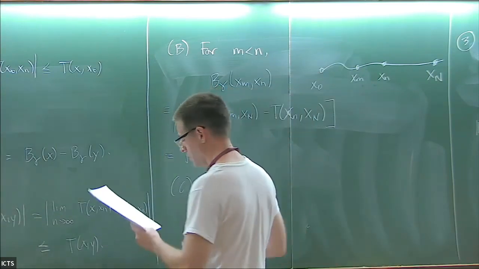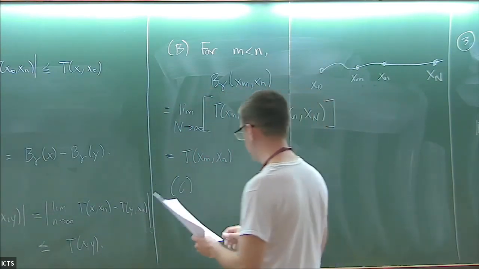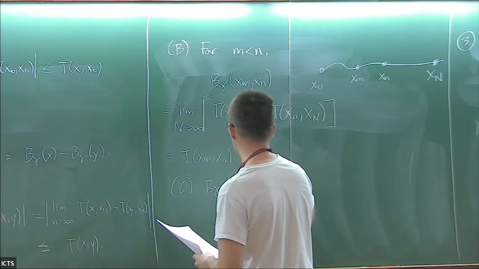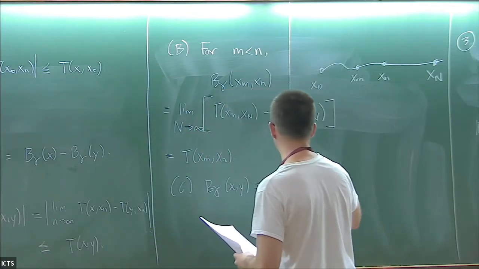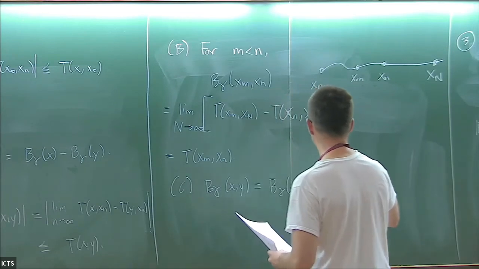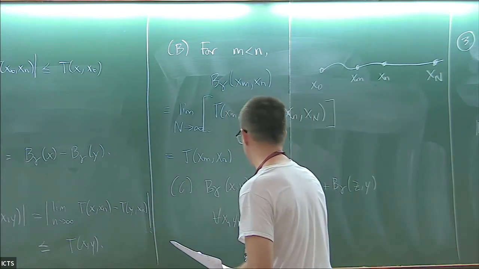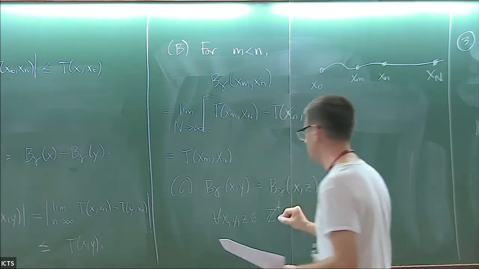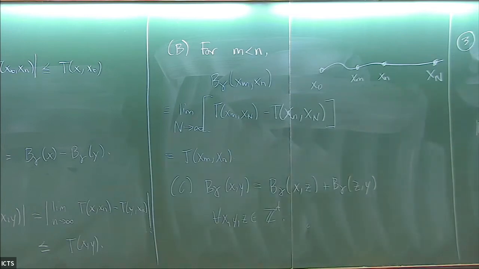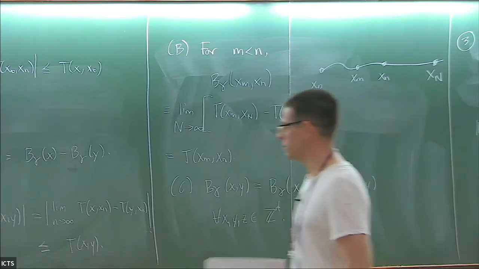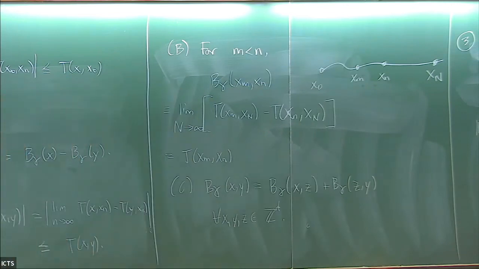Next property, the Busemann function has an additivity property. So we look at B gamma of x,y, it's equal to B gamma of x,z plus B gamma of z,y for all x, y, z in Z^d. This is just because it's defined as a difference, and you get cancellation again. So in some way, the Busemann function kind of behaves like the passage time. Well, on the geodesic, it's bounded by the passage time. Instead of being subadditive, it's additive.